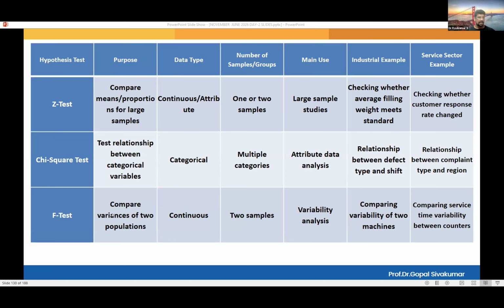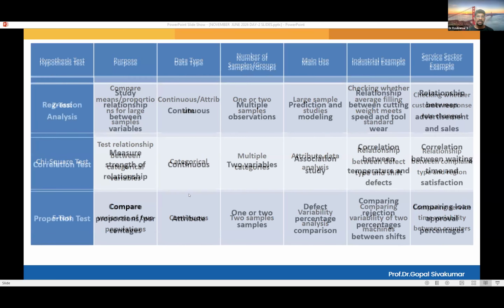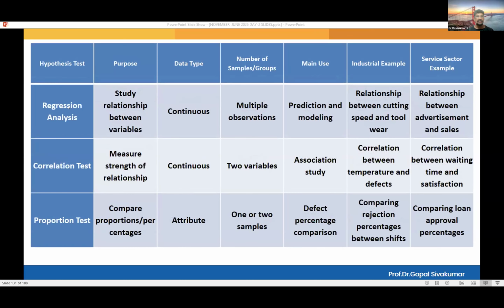So if you are trying to work with different categories, then you have to go for chi-square test. With the F test, you have to go for just two sets of samples, and the data also must be continuous. Like this, you have lots and lots of hypothesis tests. Regression analysis is used to find out the relationship between variables, X and Y variable.